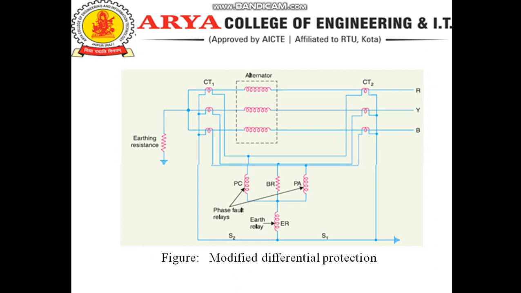This is the basic circuit diagram of modified differential protection, as shown in the figure, where PC and PA are connected between two faults, and the earthing resistance is connected at a common point of the alternator winding.